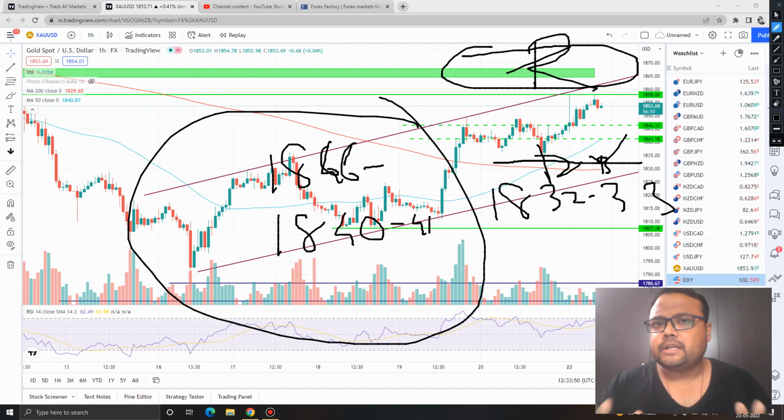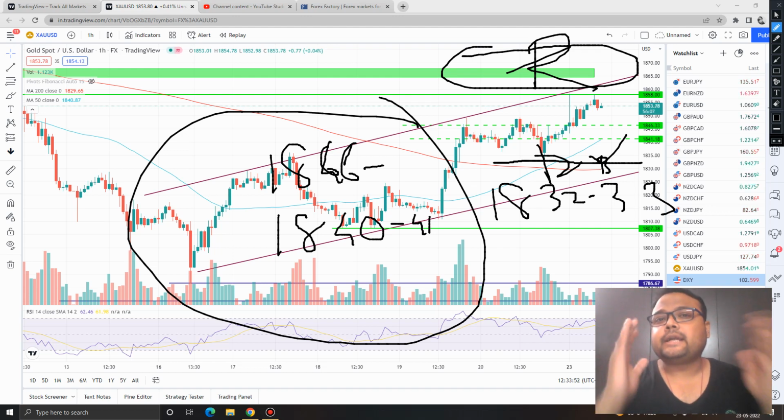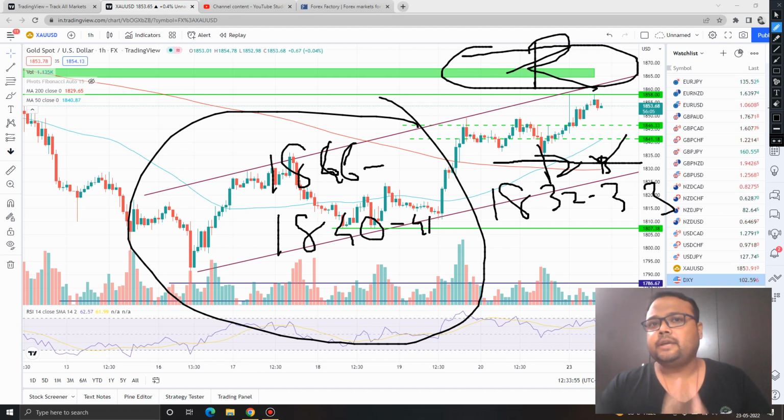Whatever it is, follow proper risk management, protect your hard-earned money. It's your responsibility to protect your capital; capital protection should be your first priority. My analysis can be wrong as well, so please be careful.